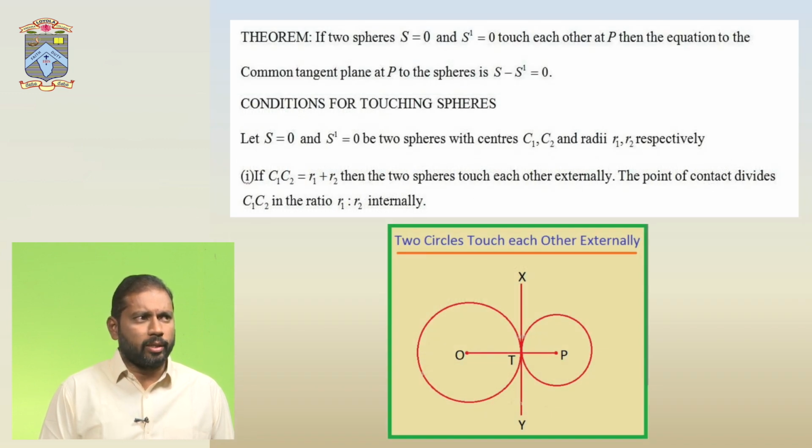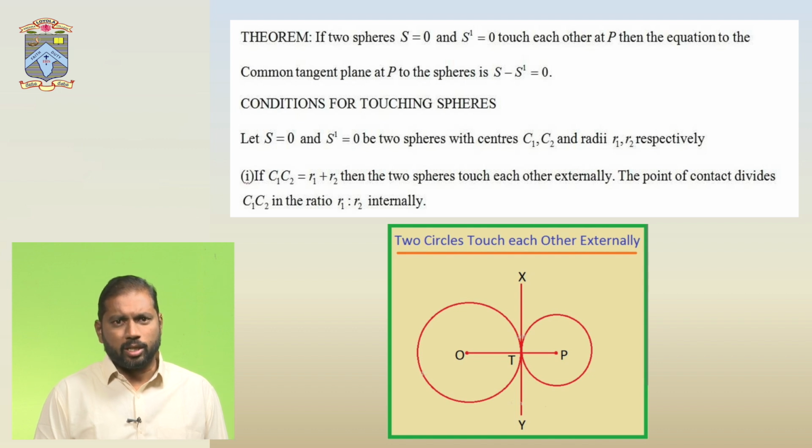Now I am going to state a theorem statement. That statement defines the common tangent equation. If two spheres S = 0 and S' = 0 touch each other at P, then the equation to the common tangent plane at P to the spheres S = 0 and S' = 0 is S - S' = 0.